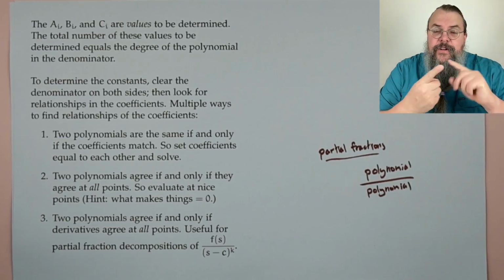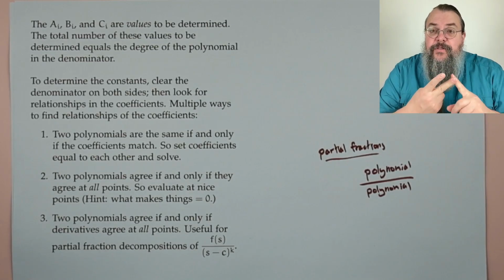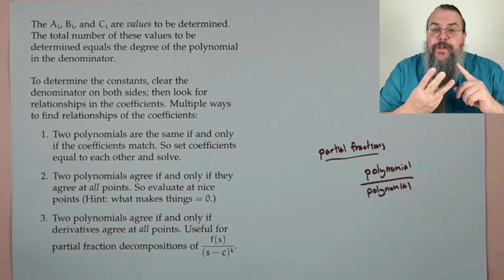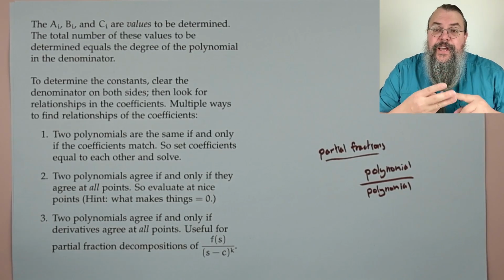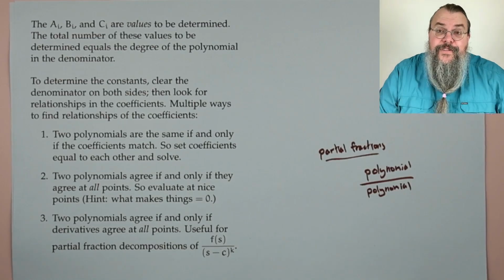We factor the denominator. We then pull things apart and put them into the right form with some unknown numerators. And then we solve for those unknowns. And then we have our partial fraction decomposition. Let's do some examples.